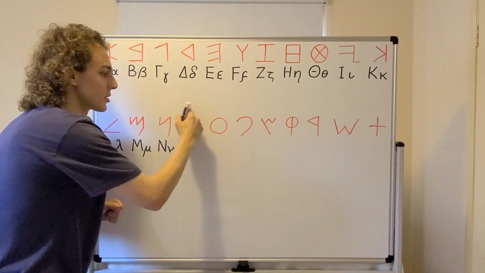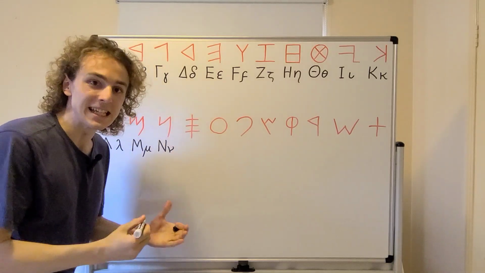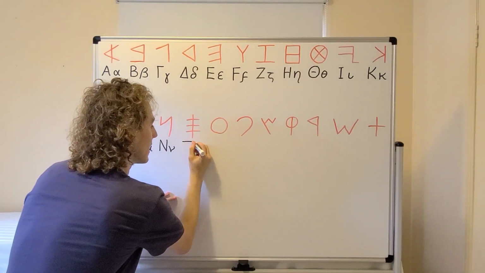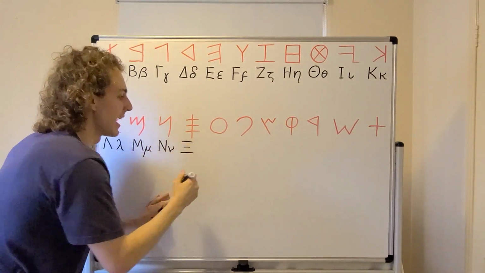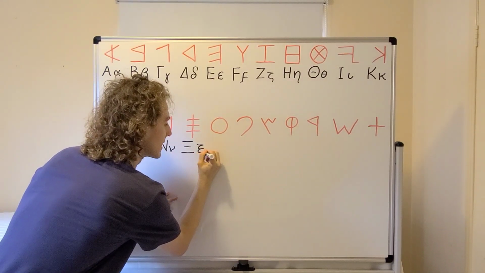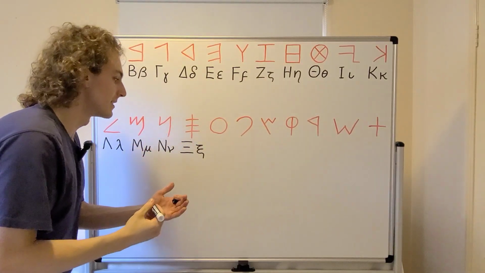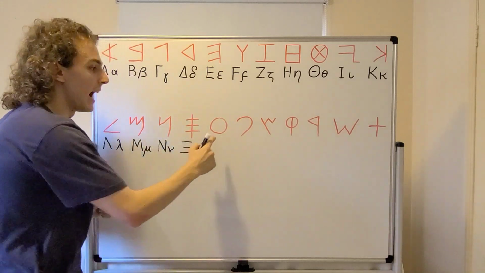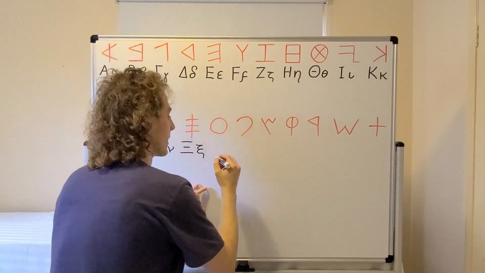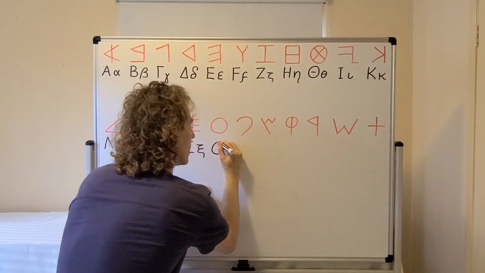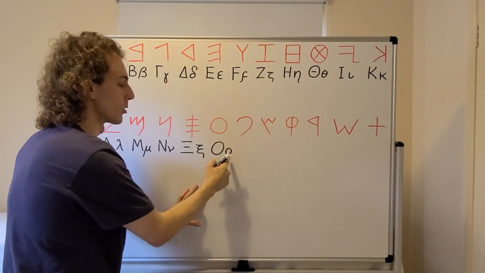This letter is called Samekh. The Phoenician letter Samekh corresponds to the Greek xi. This is the uppercase version of xi, or the capital xi, and this is the lowercase xi. You can also pronounce this letter in alternative ways. The next letter, Ayin, corresponds to the Greek omicron. This is the uppercase omicron, and this is the lowercase omicron.